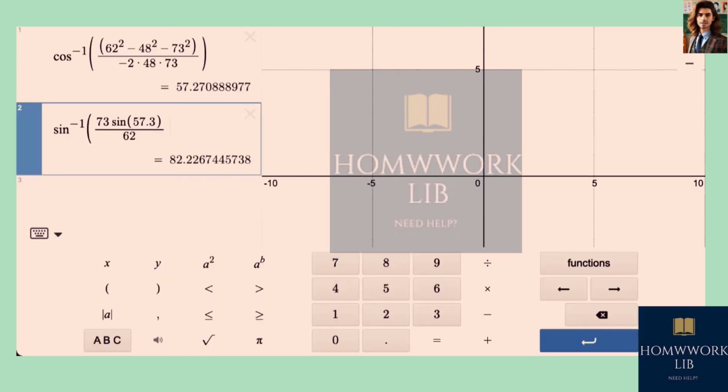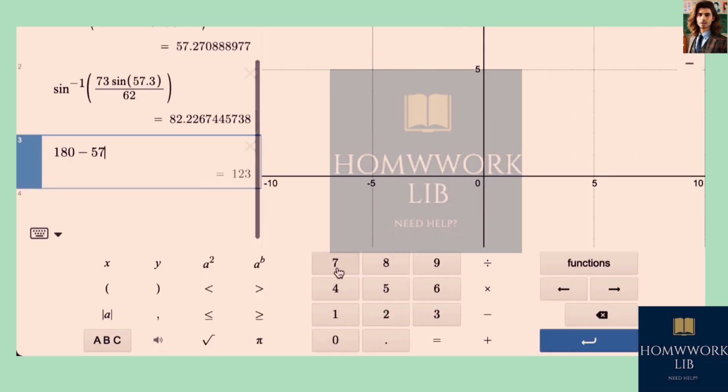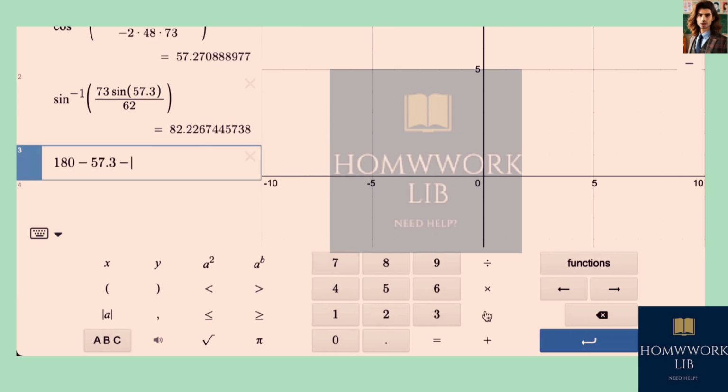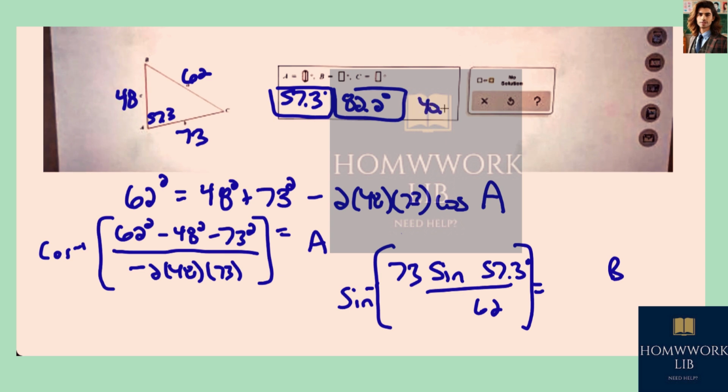And now we can just subtract from 180. 180 subtract from the 57.3 and subtract the 82.2 because there's 180 degrees in a triangle leaves us with 40.5 degrees for angle C.